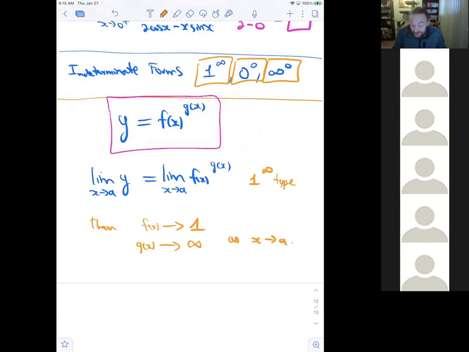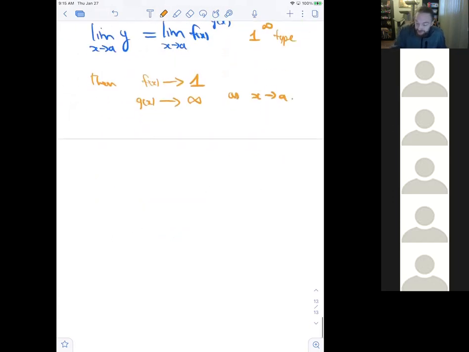What we're going to cleverly do is call it y and use exponent laws or logarithm laws. Then y equals f of x to the g of x implies that log of y is equal to log of f of x to the power g of x. Exponent on the inside becomes number on the outside.